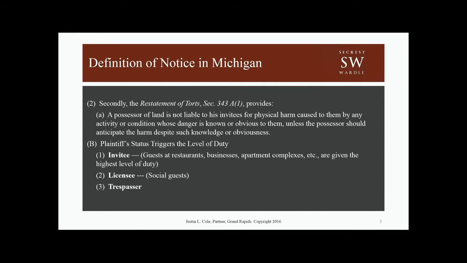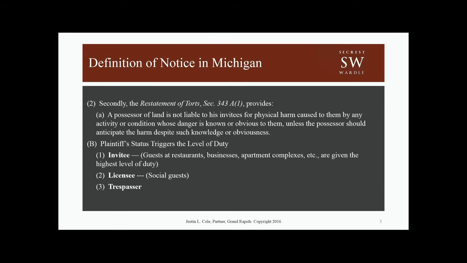And secondly, the restatement of torts at Section 343A1 provides that a possessor of land is not liable to his invitees for physical harm caused to them by any activity or condition whose danger is known or obvious to them unless the possessor should anticipate the harm despite such knowledge or obviousness. This is essentially the open and obvious doctrine with which you are all probably familiar. These sections in the restatement of torts each pertain to invitees. Most often, plaintiffs in the premises cases are classified as invitees who are owed the highest standard of care. The plaintiff's status triggers the level of duty owed.